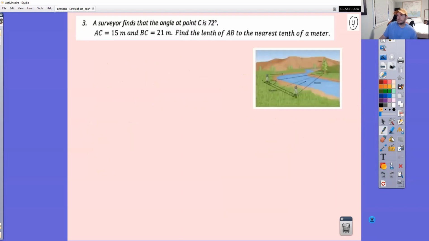Moving on. So number 3, it says a surveyor finds that the angle at point C is 72 degrees. So right away, I don't care for this drawing. I'm probably just going to redraw this. What we've got is a triangle. There's a 72-degree angle up there. It says AC is 15. AC is just this side over here. It says BC is 21. That's this side over here. So it says find the length of AB to the nearest tenth of a meter. So AB here is this.